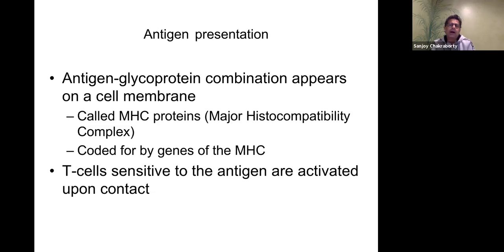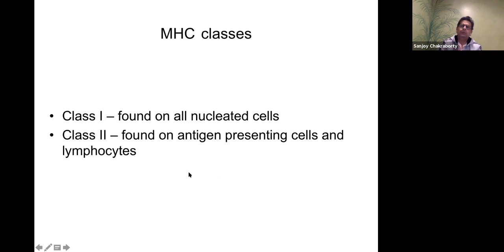Now, depending on what kind of MHC, we divide the cells into two groups. Class 1 MHC, class 2 MHC. So there are two groups of MHC protein. Class 1 protein is found in all nucleated cells, all of them have it. Class 2 is found on so-called antigen presenting cells and lymphocytes only. Lymphocytes are also part of antigen presenting cells, meaning those cells, when I give you examples, you'll understand, they are so-called trained cells. So class 1 and class 2, let's put it this way.